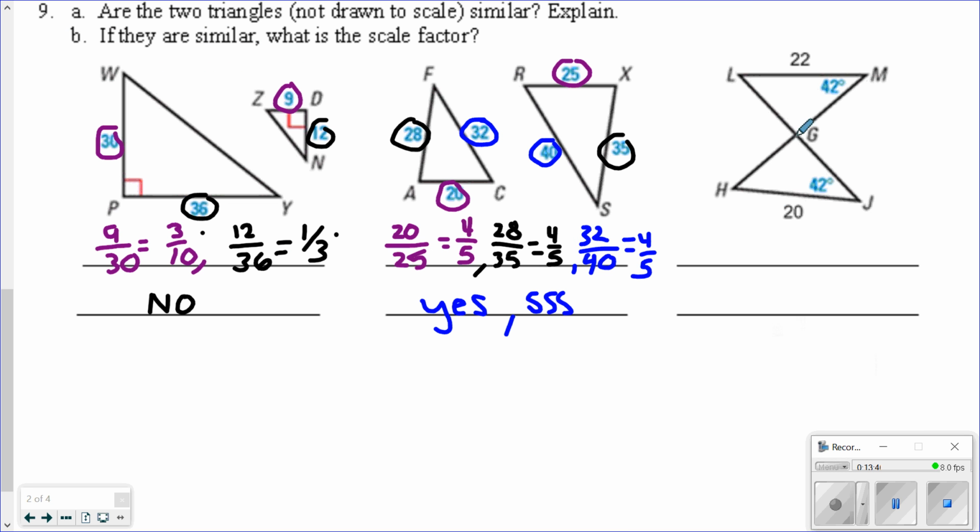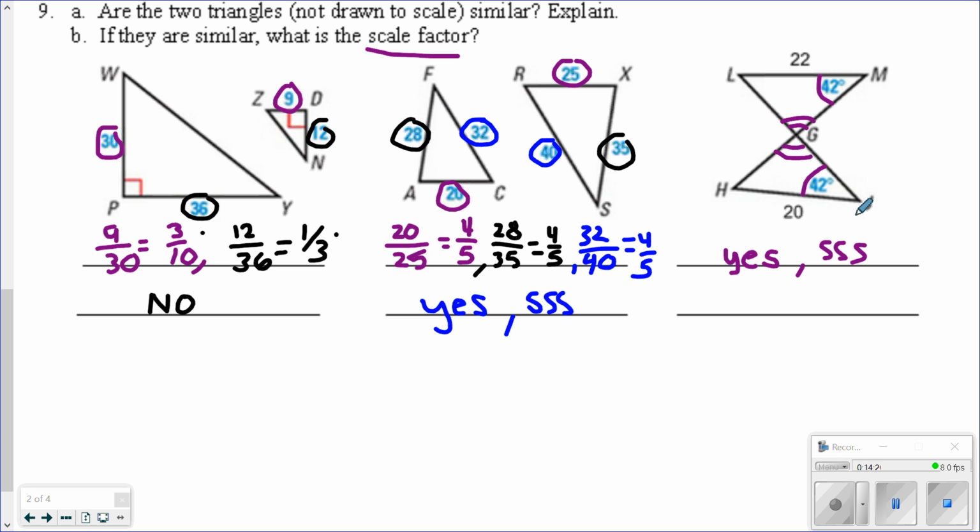For the third triangle here, I do know this angle and this angle. And I do know my one side is 22, one side is 20. But that's not enough information to prove that these 2 triangles are similar. But what I do know is that I have a pair of vertical angles, and I don't know exactly what they are, but I do know that these are congruent. So now I do have enough information to prove that these 2 triangles are similar. So yes, they are similar by side, side, side.